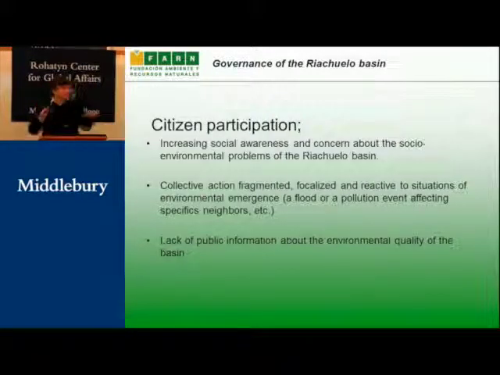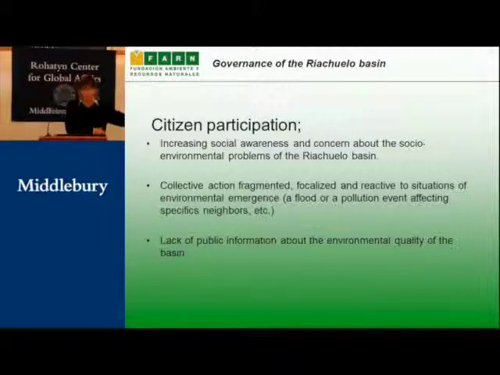Citizen participation, the social aspect. In the last 25 years, there has been an increasing social awareness of and concern about the social and environmental problems affecting the Riachuelo Basin. But collective action is very fragmented in the area, okay? It tends to be focalized in spatial terms and in time. It's reactive to specific situations of environmental emergency.